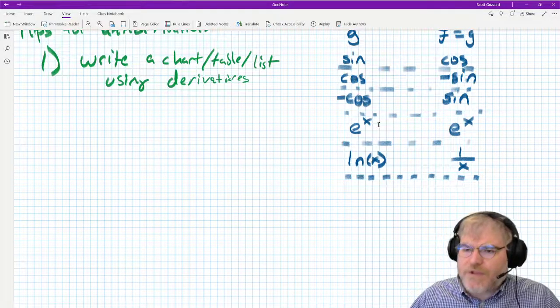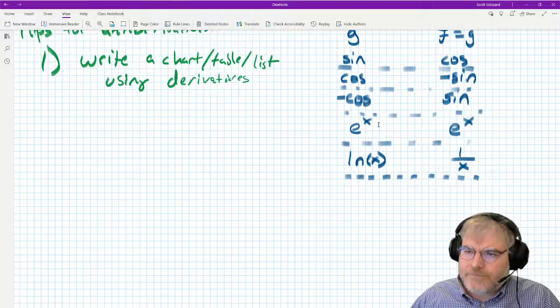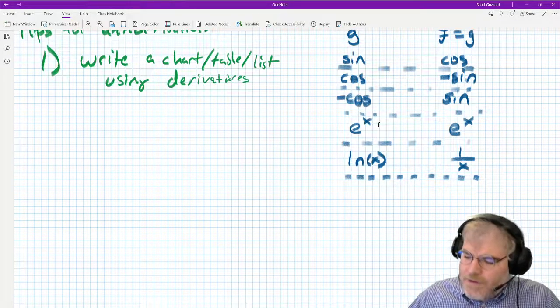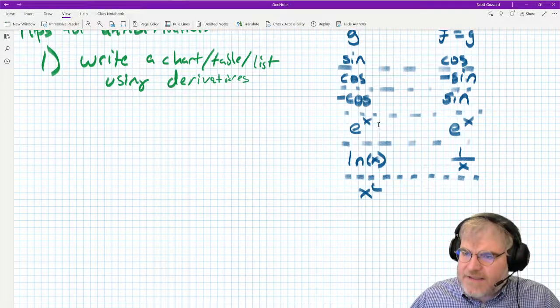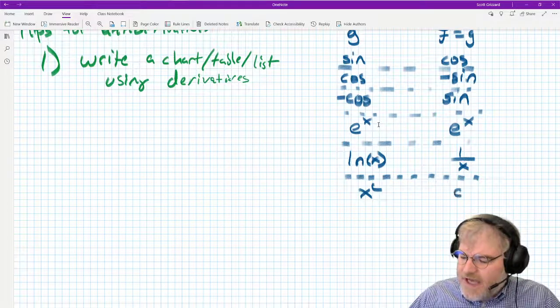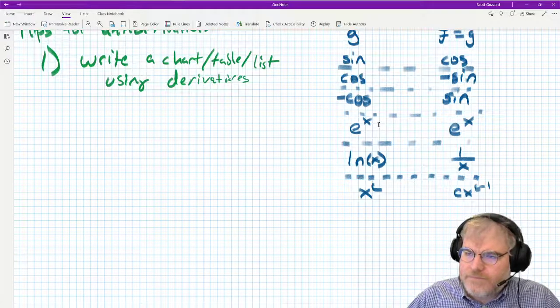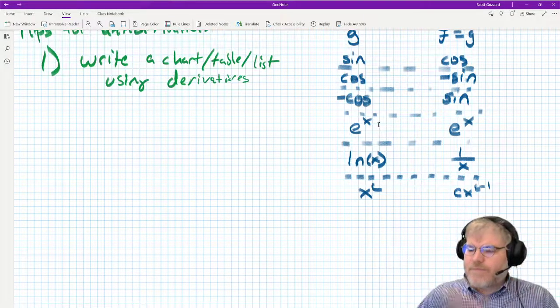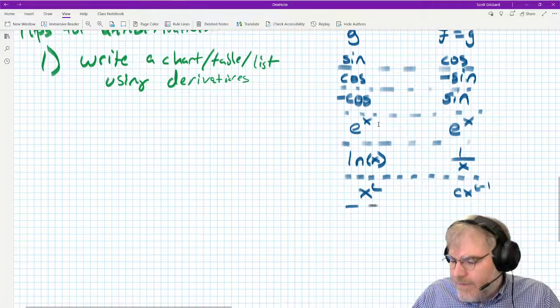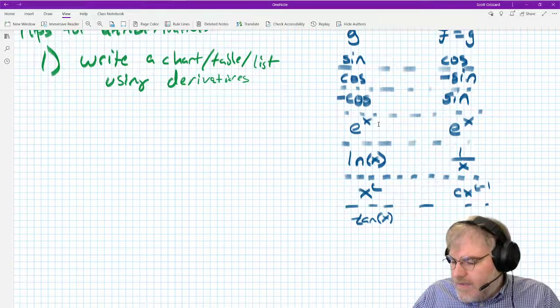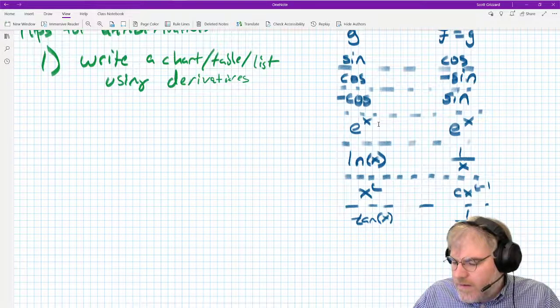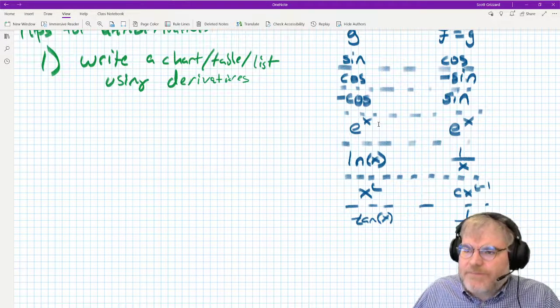Okay, which other one should I throw out there? x to the c, where c is constant, the derivative is cx to the c minus 1. Any others? Tangent, yeah, let's put tangent up there. Tan of x, so that's tangent, and this is going to be 1 over cosine squared. Any others?